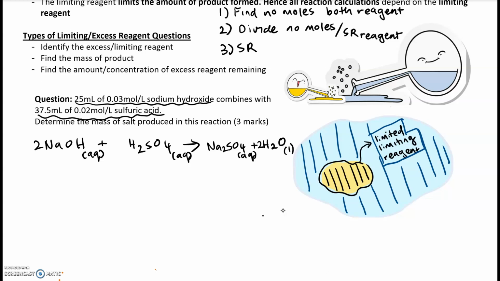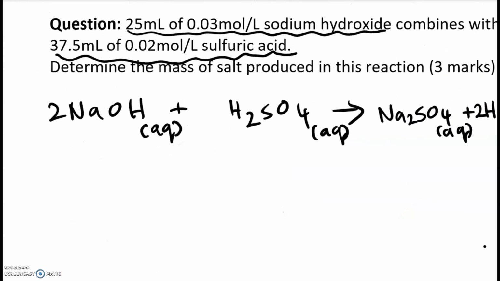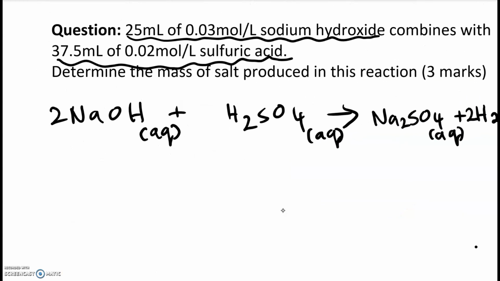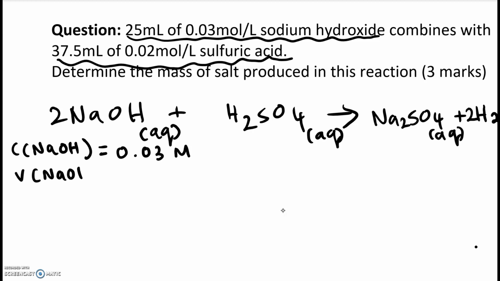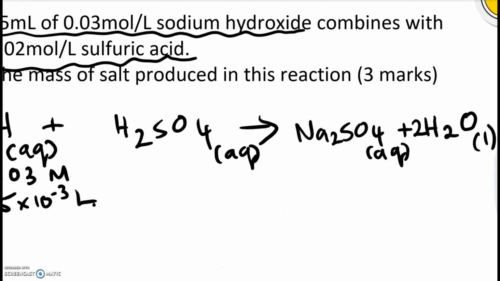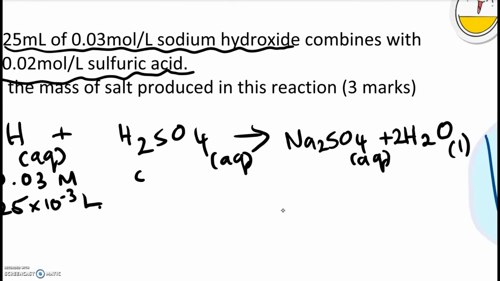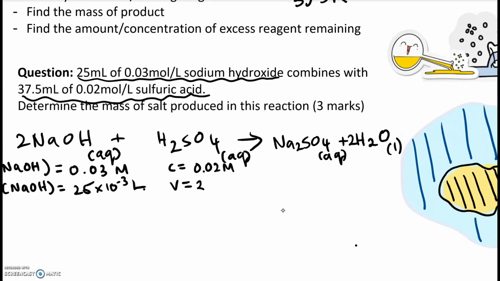Next, let's write our data under the relevant subsections. So under sodium hydroxide, we have a concentration of sodium hydroxide equaling 0.03 moles per liter. I have a volume of sodium hydroxide equaling 25 milliliters. Now I'm going to do the same thing for sulfuric acid. So the concentration is 0.02 moles per liter and the volume is 37.5 milliliters.